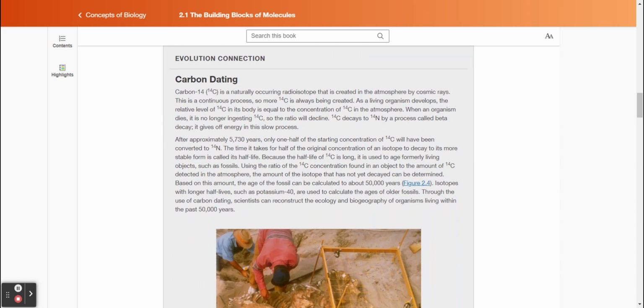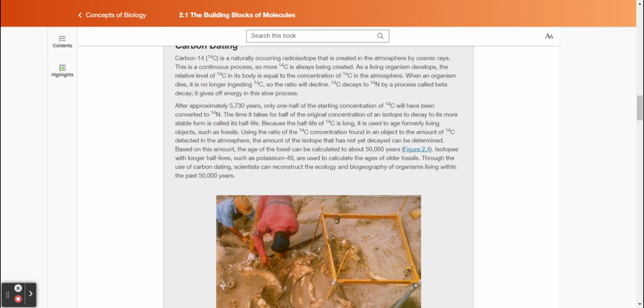Evolution connection. Carbon dating. Carbon-14 is a naturally occurring radioisotope that is created in the atmosphere by cosmic rays. This is a continuous process, so more carbon-14 is always being created. As a living organism develops, the relative level of carbon-14 in its body is equal to the concentration of carbon-14 in the atmosphere. When an organism dies, it is no longer ingesting carbon-14, so the ratio will decline.